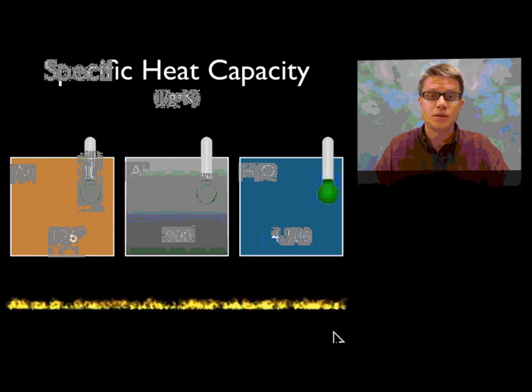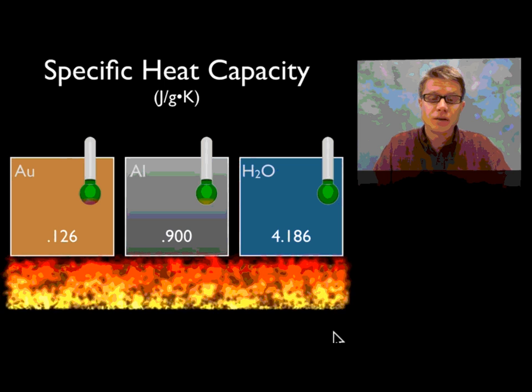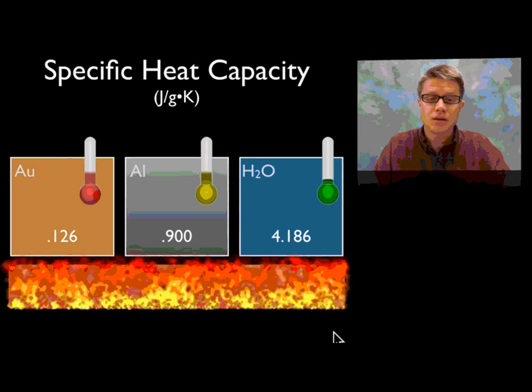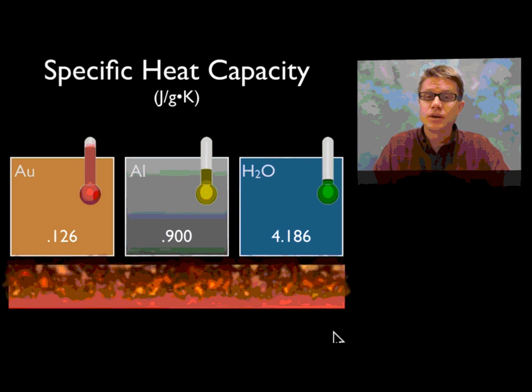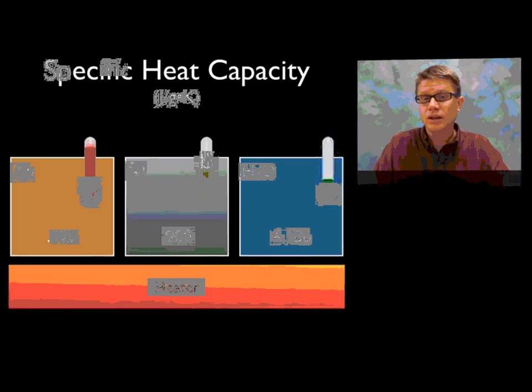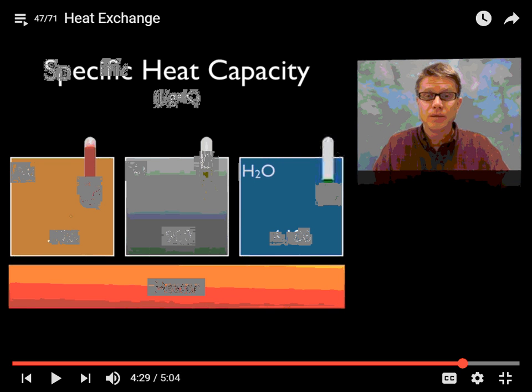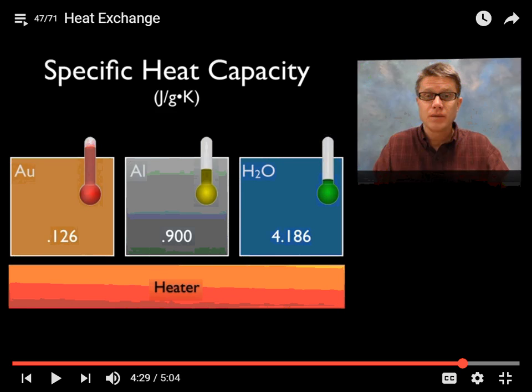So let's add a little bit of heat to this and watch what happens to the thermometers. And so the gold and the aluminum are heating up more readily than the water. All right, so can somebody explain the reasoning behind that for me?